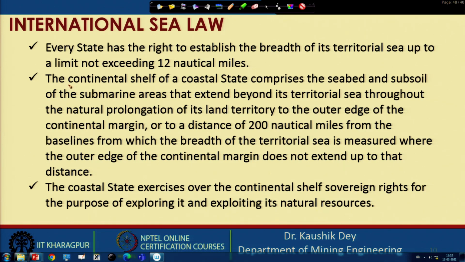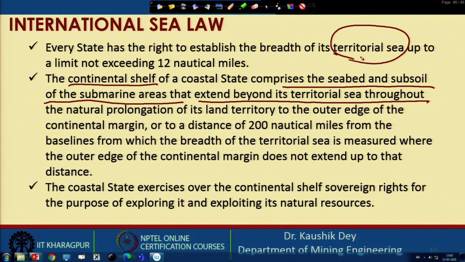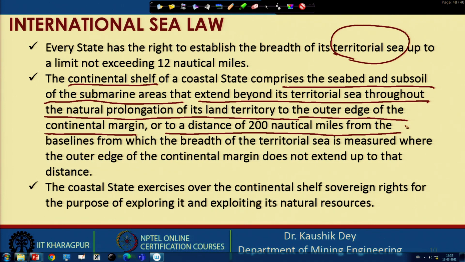There is a definition of continental shelf. The continental shelf of a coastal state comprises the seabed and subsoil of the submarine areas that extend beyond its territorial sea. So, the territorial sea was up to 12 nautical miles. This is extended beyond the territorial sea throughout the natural prolongation of its land territory to the outer edge of the continental margin, or to a distance of 200 nautical miles from the baseline.